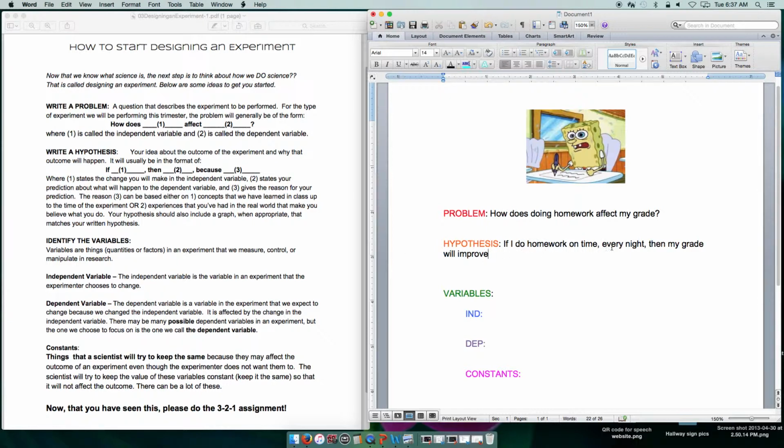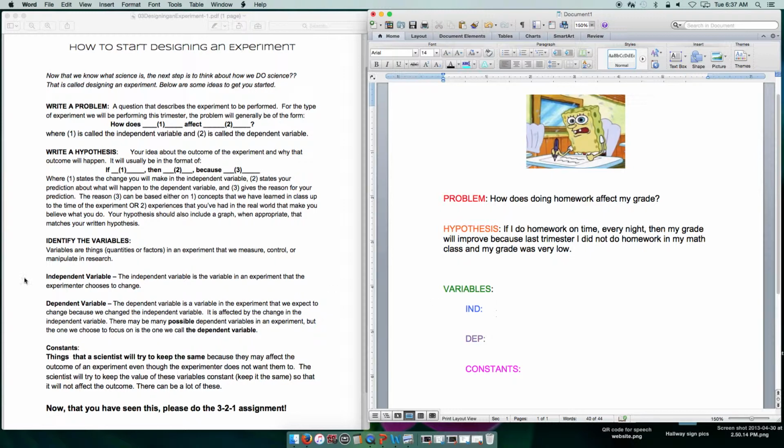So if I do homework on time every night, that's the change, then what you think is gonna happen, my grade will improve because last trimester I did not do homework in my math class and my grade was very low. So that would be an idea of using a real world experience and being specific about what happened and why you predicted this. So you decided that if I change, then I will get a different result because of something that I experienced before. So your hypothesis is those three parts and it answers this question, the problem that we established. Now we already mentioned variables a little bit.